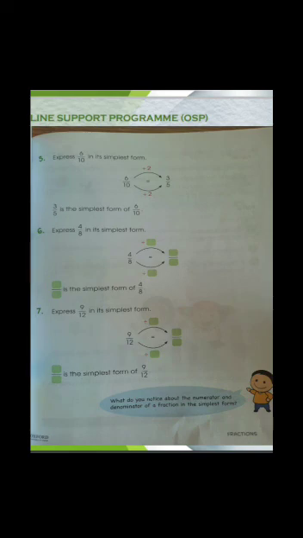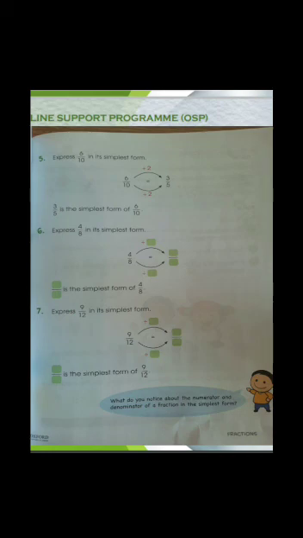On textbook page number 196, question number 6 is: express 4 over 8 in its simplest form. To express 4 over 8 in its simplest form, we will divide it by 4. 4 divided by 4 equals 1. 8 divided by 4 equals 2. So here 1 over 2 is the simplest form of 4 over 8.